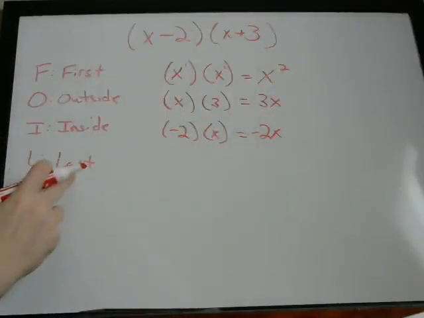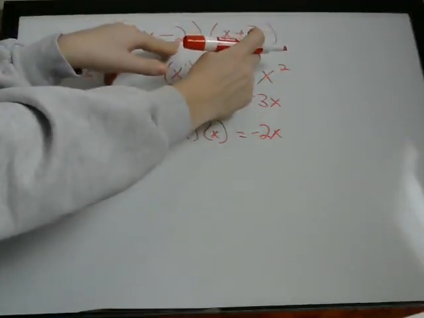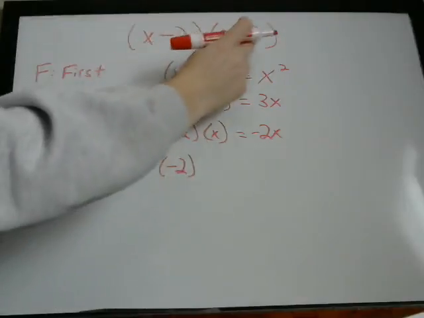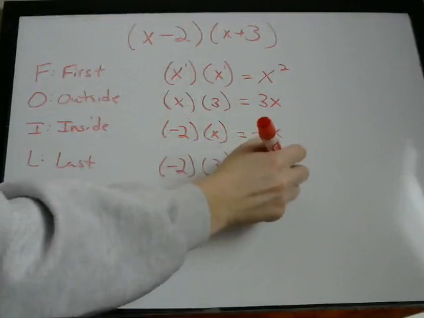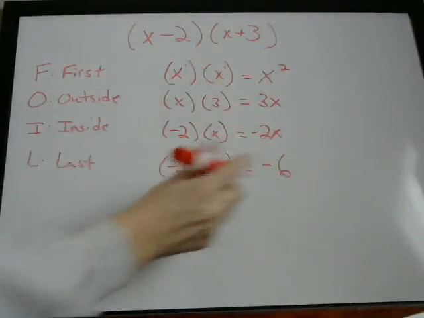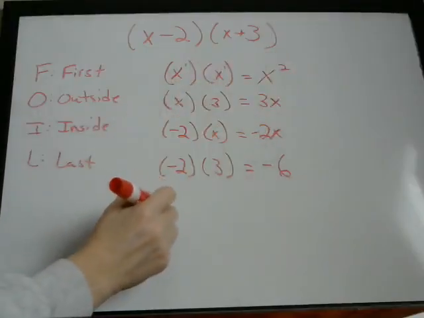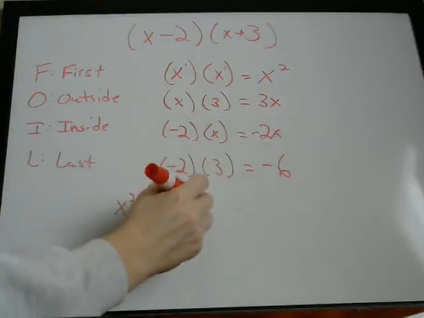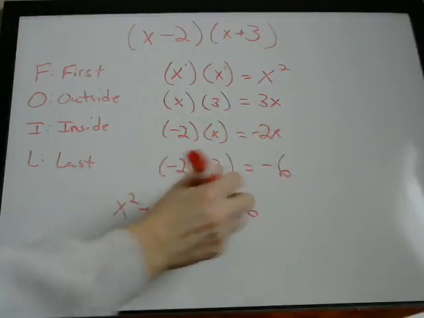And then you do the last. That means the last part in each of the parentheses. So here we have negative 2 times 3. That equals negative 6. So then to write out the answer, we put all this together. So we have x squared plus 3x. This was a negative 2, so minus 2x, and this was a minus 6.